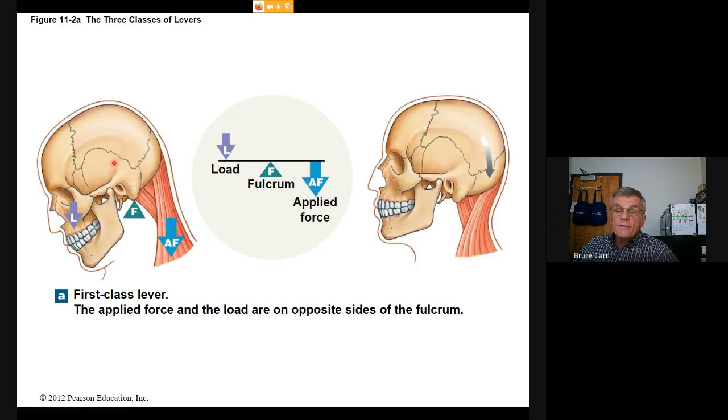The load is the weight of the head. You can see from this upright picture, if the fulcrum is here, most of the weight of the skull is in front of the fulcrum. So a way to test that is just relax your neck and gravity pulls your head down in a forward position. We counteract that with the muscles behind the fulcrum that attach to the occipital bone in a rear position. And when they contract, they pull the skull around the fulcrum.